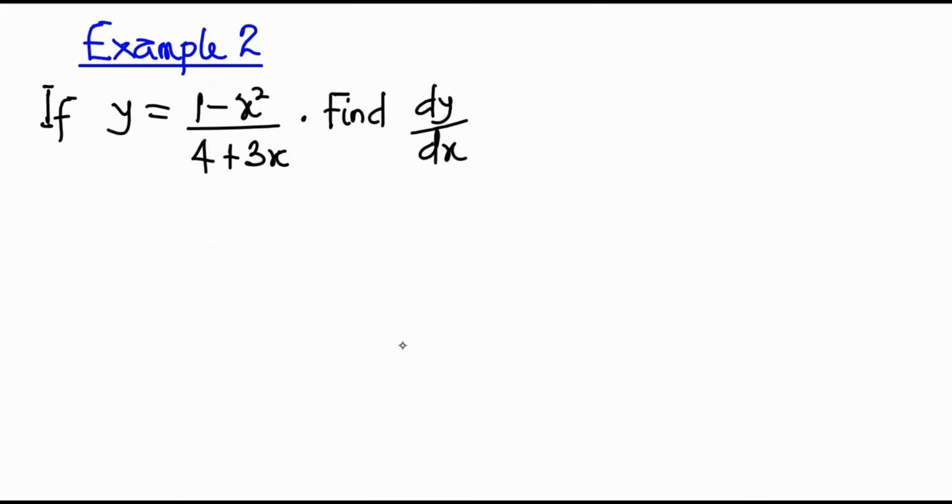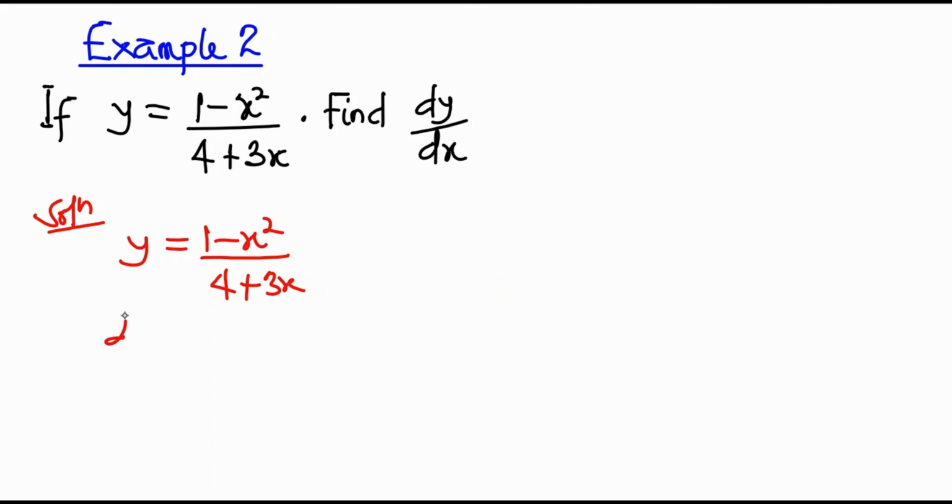So this is example 2, and it says that if y is equal to (1 minus x squared) divided by (4 plus 3x), find dy dx. So we have our solution here, and since the two functions are being divided, we apply the quotient rule. So that is (1 minus x squared) divided by (4 plus 3x).